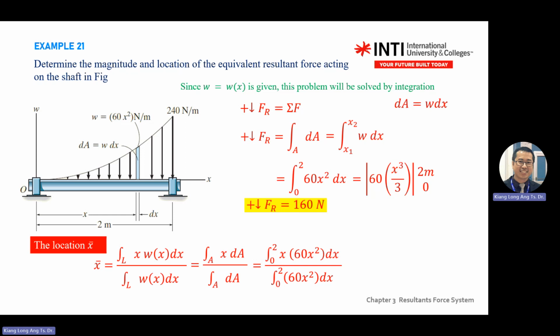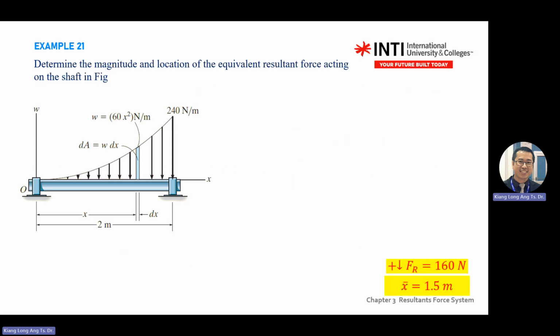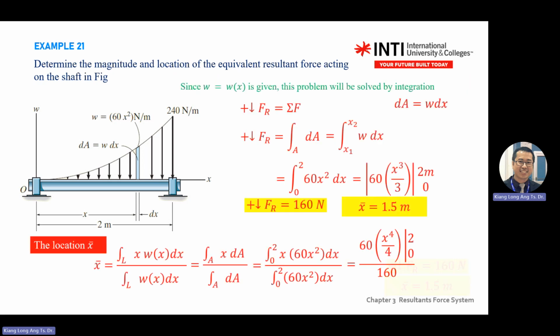Here you multiply inside this one, 60x cubed. Then you do the integration like what you see on the screen here. I assume you already know. Do integration, get x to the power 4 divided by 4. And the 160 from just now. So once you find that, you have this value.